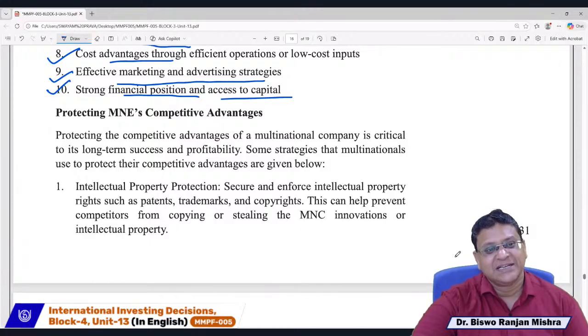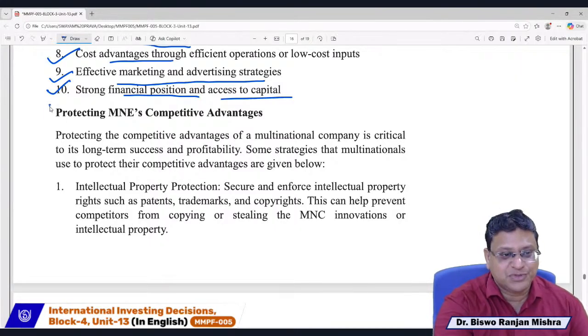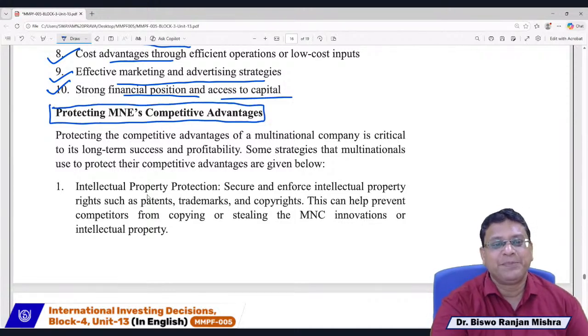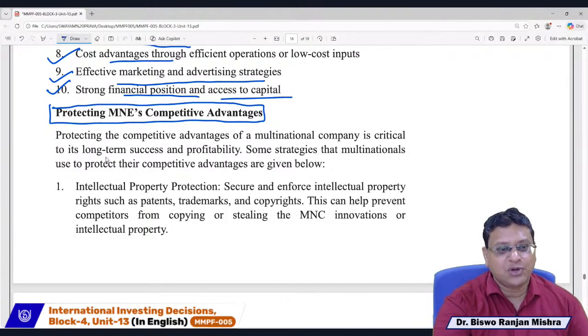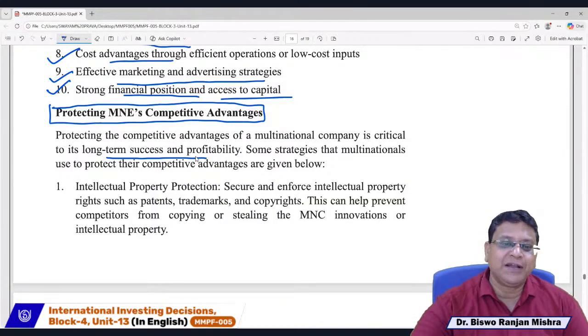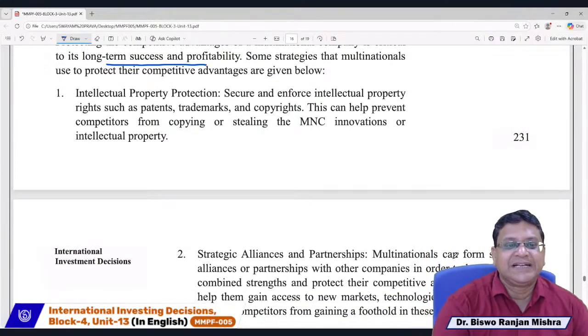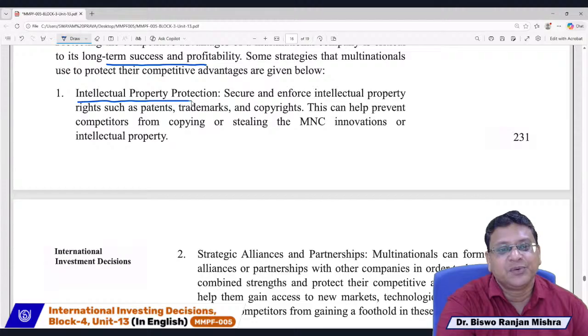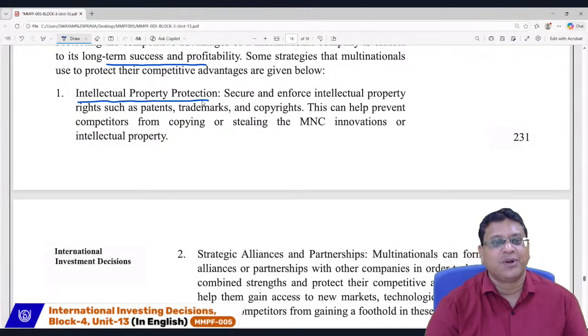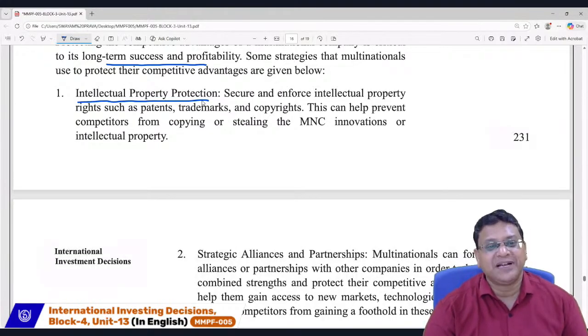Creating competitive advantage is one big thing. The next big thing is protecting the competitive advantage. Once the competitive advantage is created, you have to protect it. You have to sustain it for a long period of time. What are the strategies of protecting competitive advantage? So long-term success of an MNC depends upon protecting competitive advantage. The competitive advantage can be protected through intellectual property protection. You can apply for patents, trademarks, copyrights, and you protect your IPR so that your competitive advantage is protected.